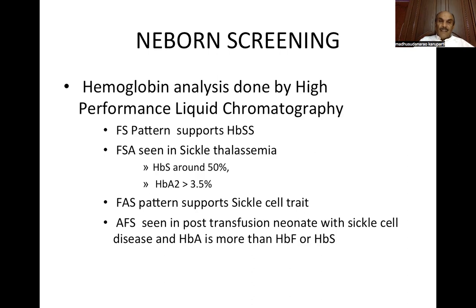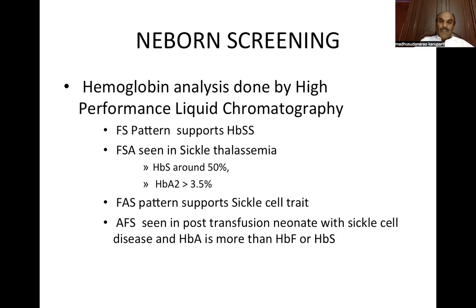FS is seen in sickle thalassemia. That is, HbS is around 50%, HbA2 is more than 3.5%. This gives you the clue the patient may be having sickle thalassemia.